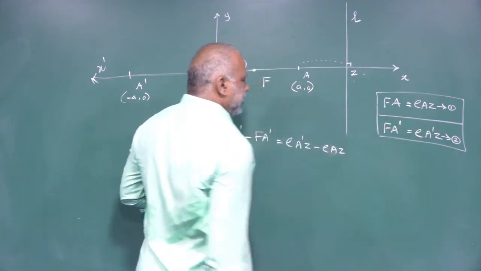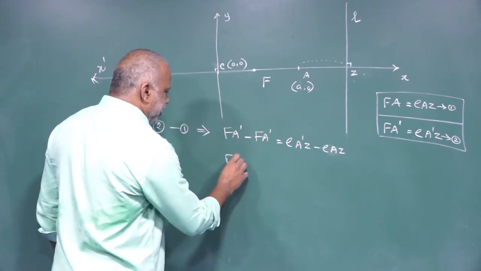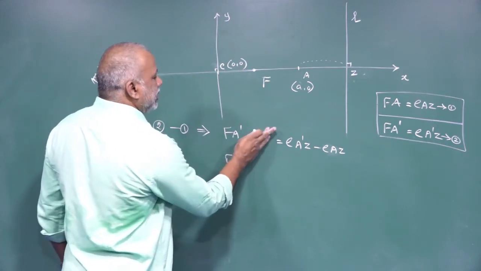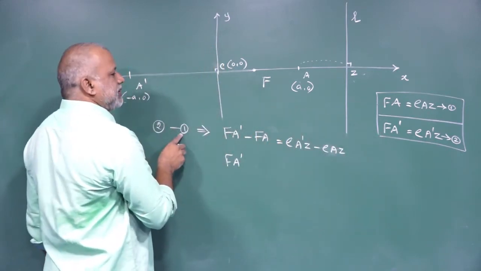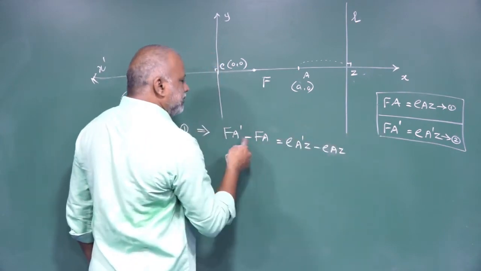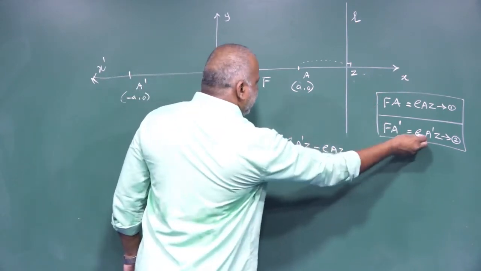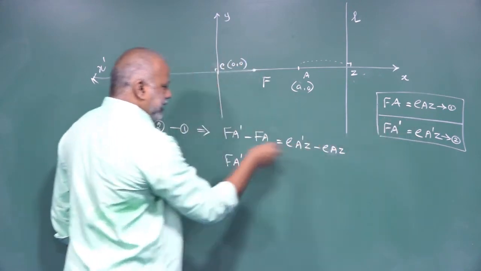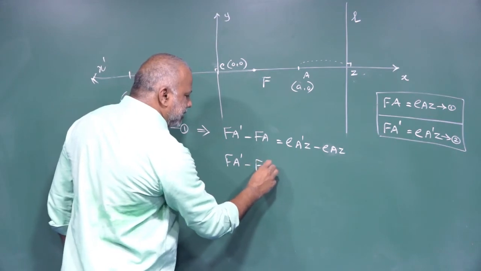A dash Z, AZ. Once again, I can write like this, FA dash. This is second equation minus first equation. FA dash minus FA. In your RHS side, A dash Z, EA Z. This time 2 minus 1. So FA dash minus FA, I can write the same one.